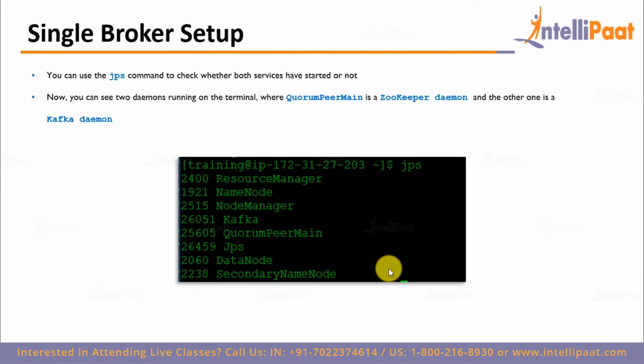Alright, now to see if both of the services are running or not, we'll just type in jps, and this would give us all of these results. This Kafka over here basically means that Kafka is running, and this QuorumPeerMain means that even the Zookeeper daemon is running. So both the Kafka daemon and the QuorumPeerMain daemons are running.